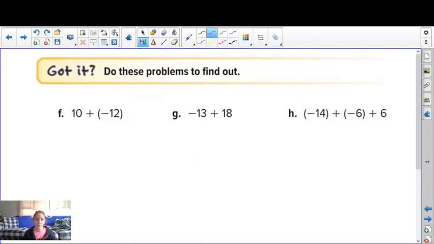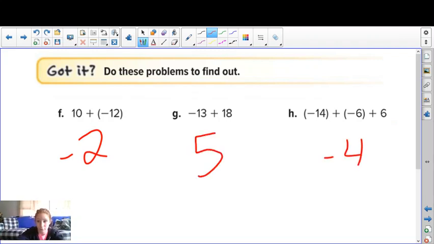All right, guys, you got 3. Go. -2, 5, -14.